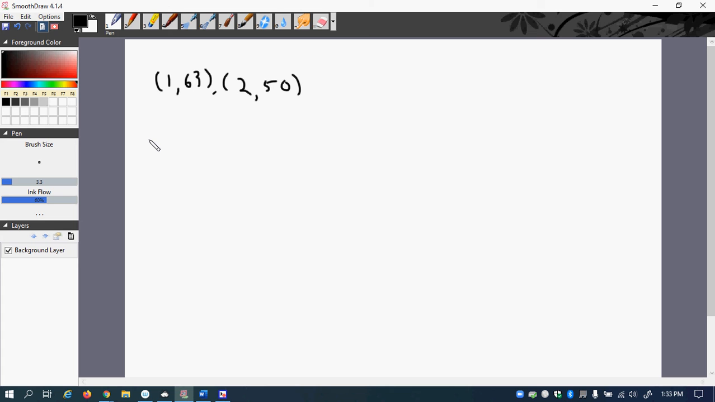So now I can use this to help me come up with an equation, because this is x1, y1, this is x2, and then y2. So my slope is 50 minus 63, over 2 minus 1. So that makes it negative 13 over 1. So here is my slope.